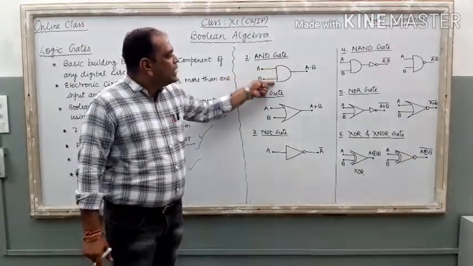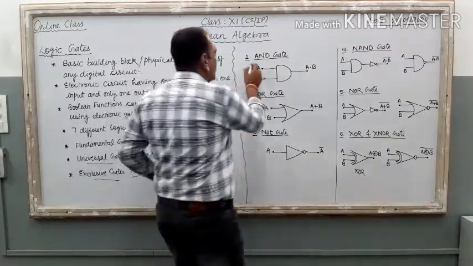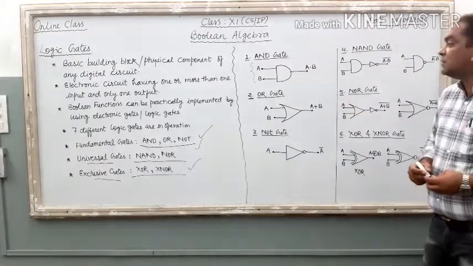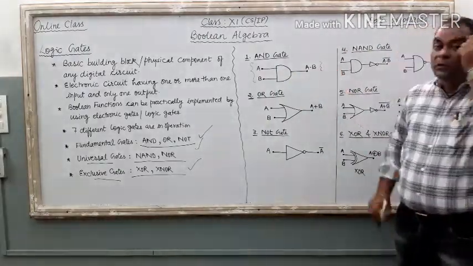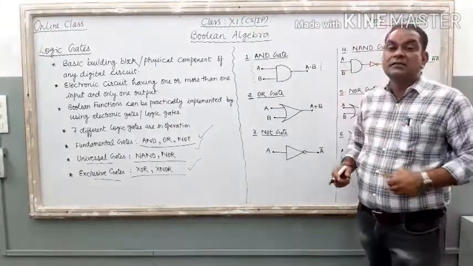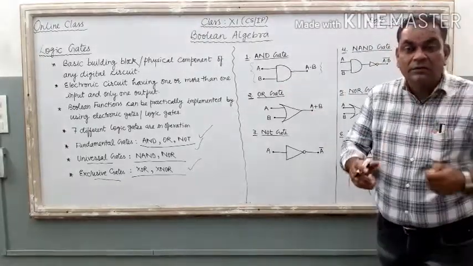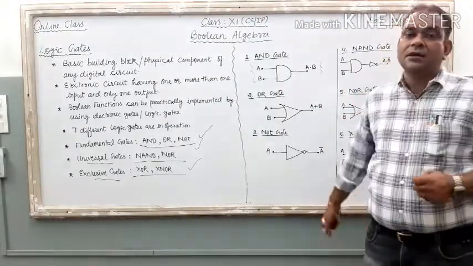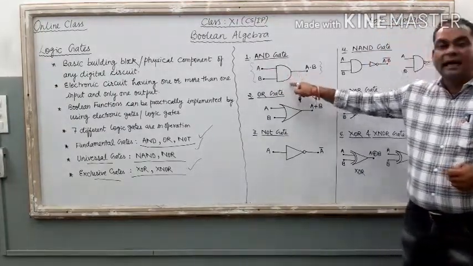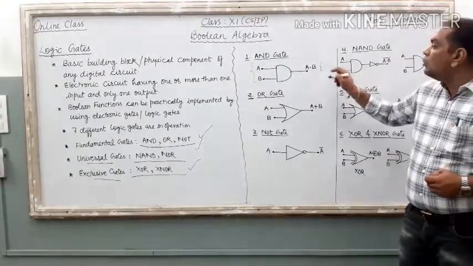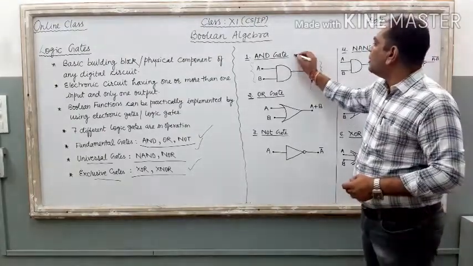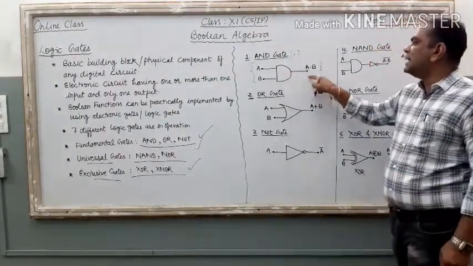Two or more than 2 wires are coming in here. These wires are known as the input signals of this gate. A and B are 2 different input signals of this gate, and here is the output signal. In yesterday's video lecture, we already discussed this AND gate. AND gate works on binary multiplication. So if 2 input signals are there, what is the output? A dot B. Just put the dot sign in between all the inputs.